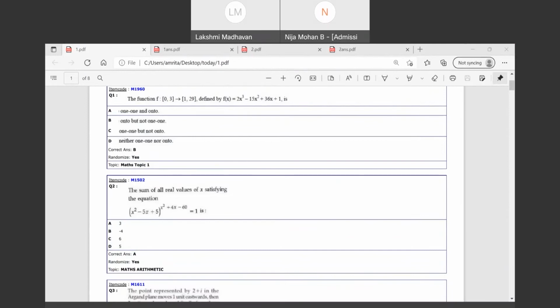Today we'll be discussing some of the questions which were asked repeatedly in the JEE examination and also AEEE. Today's session will be completely related to mathematics, and we'll do physics and chemistry sessions maybe in the next session.